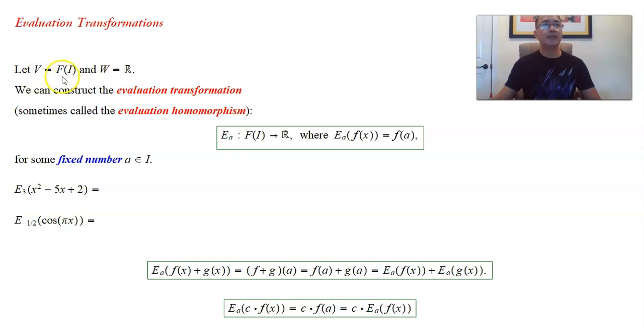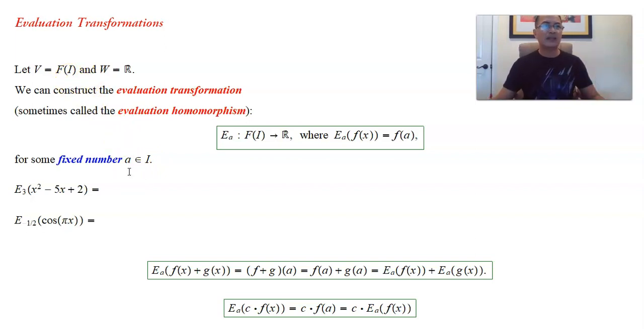We will let our domain be the set of all functions defined on some interval I, and W to be simply the set of real numbers, which is a vector space. We will construct the evaluation transformation, also known as the evaluation homomorphism, where E sub A will take a function from F of I and create a real number out of it by simply evaluating that function at the point A. So who is this A? It is some fixed number A in the domain I for our functions.